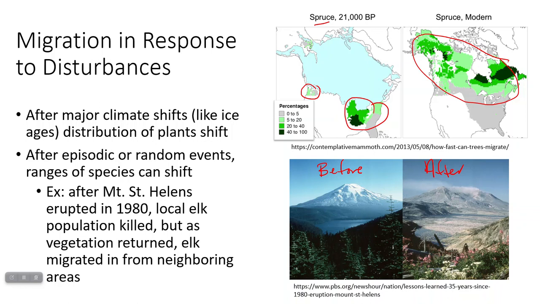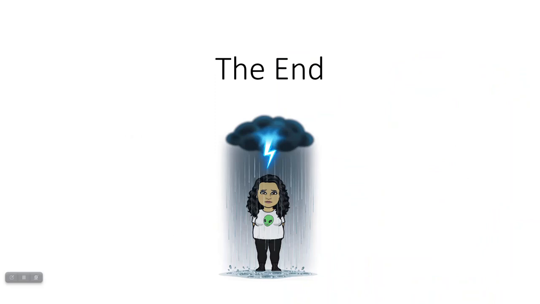And so what you see in these before and after pictures is that this eruption blew off the top of the mountain. It had massive ecological impacts, killed a lot of organisms, and in fact, a lot of the larger mammals just died in the area. They got killed by the volcanic eruption. So for example, local elk populations decreased dramatically because they died off. However, once plants started regrowing in the area, you had elk migrating in from neighboring areas to repopulate the area. So that's an example of a more short-term migration in response to a natural disturbance.